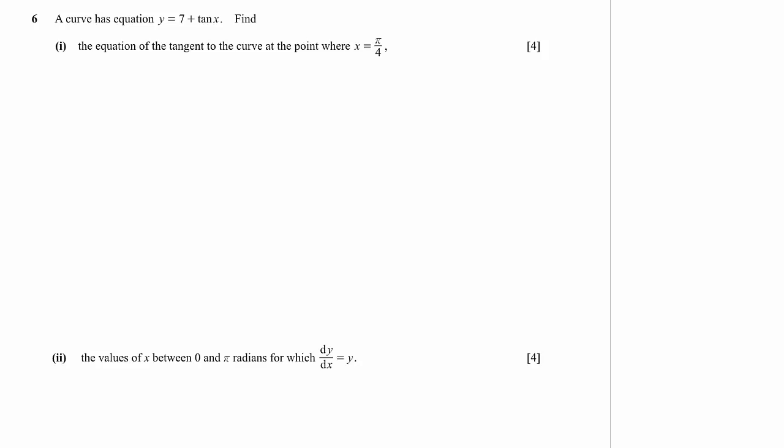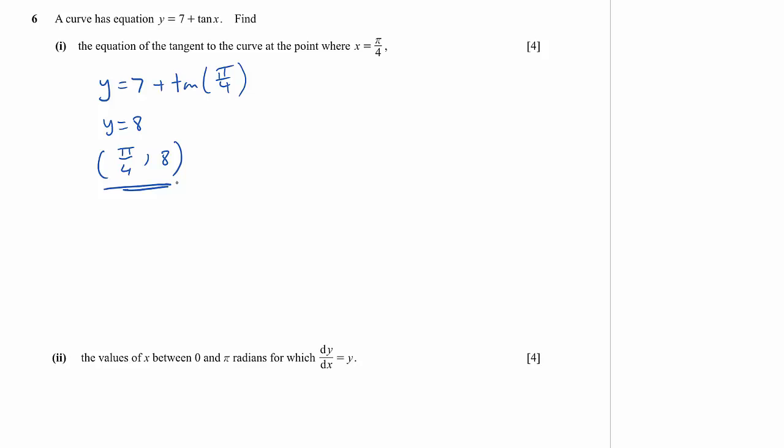The curve has equation y equals 7 plus tan x. We want to find the equation of the tangent to the curve at the point where x equals pi by 4. And so y is going to be 7 plus tan pi by 4. Again, you have a calculator, but that's a standard angle. Tan of pi by 4 is 1, so y is equal to 8. So in other words, we know that the point is pi by 4, 8.